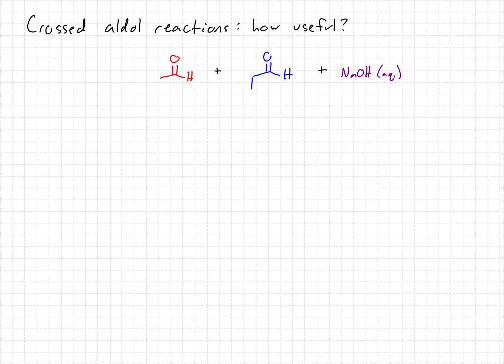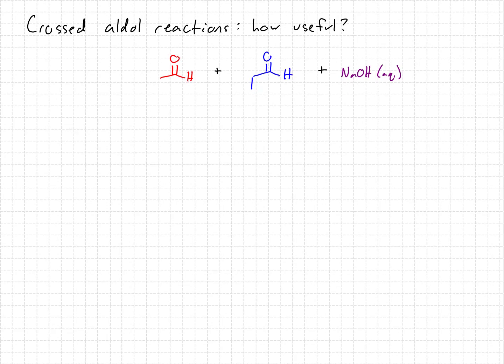So far, all the reactions that we've seen have taken place between two identical aldehydes or two identical ketones. But what happens if our reaction partners are not identical? In those cases, these are called crossed aldol reactions, so we need to have a discussion about how useful these reactions are. So a little bit of spoilers here.